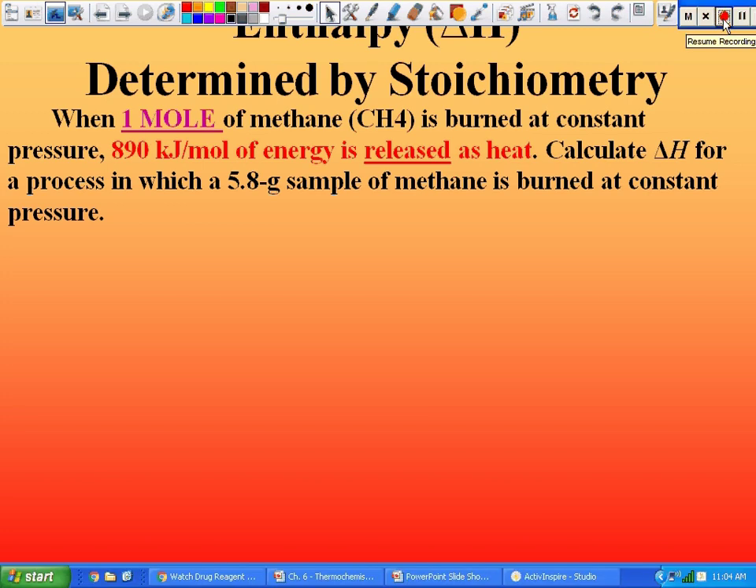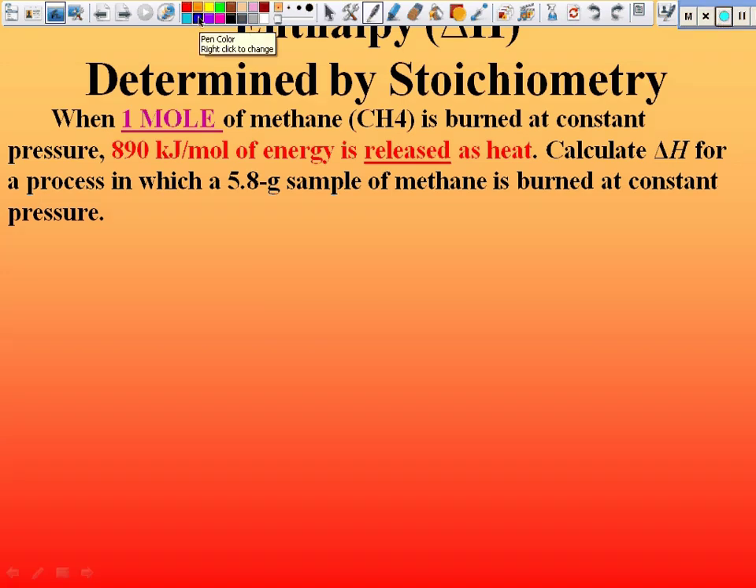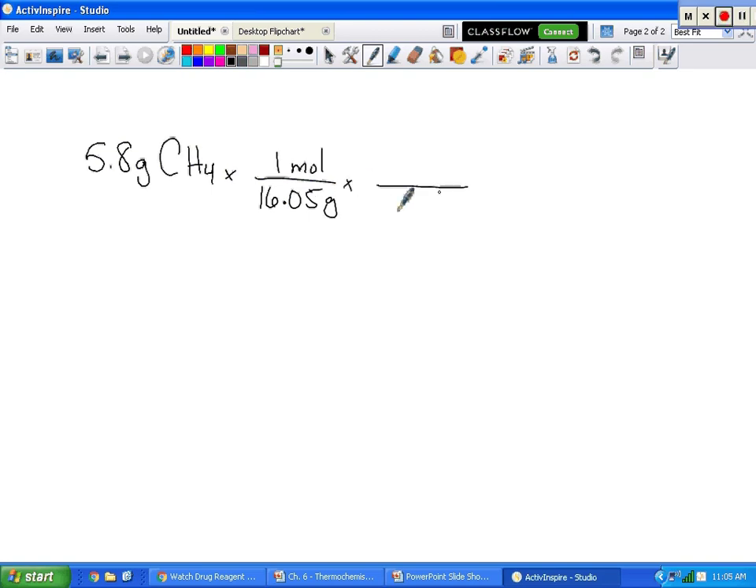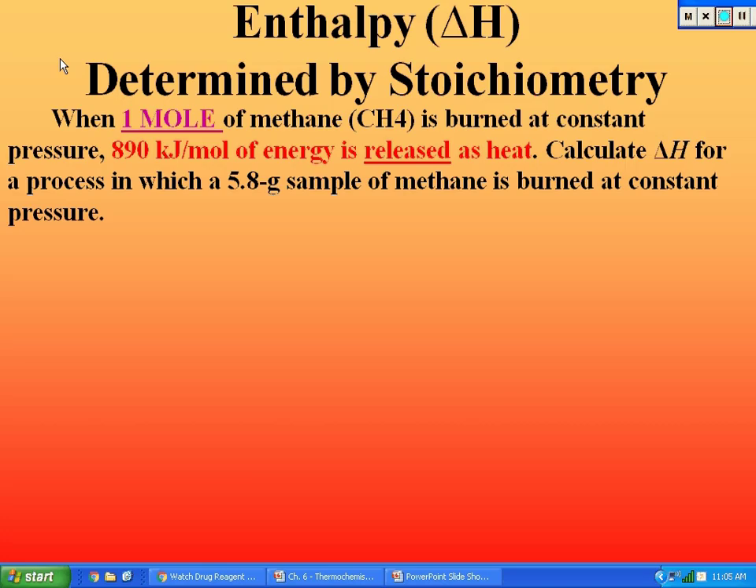All right, so my question is, where do I start? 5.8 grams. I'm going to change pages because it takes forever to write on that page. All right, so I've got 5.8 grams of CH4, and we said it was 16.05 grams in 1 mole. And then in 1 mole, how much heat was utilized?